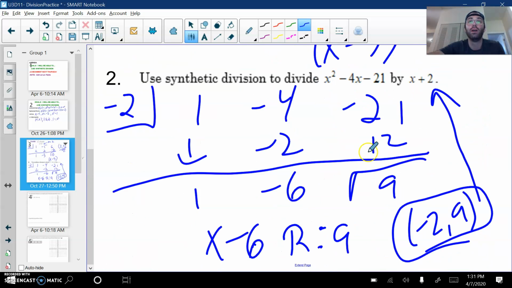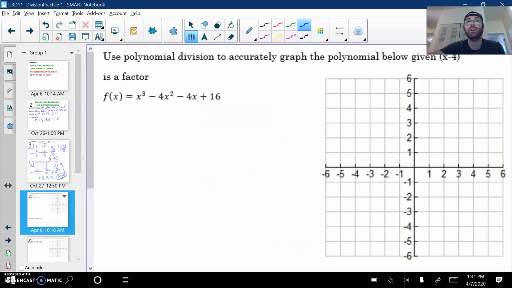The result of synthetic division gives you the y. This is your input. This is my output. Input, output. We've talked about that a lot. All right, so use polynomial division to accurately graph the polynomial below given x minus 4 is a factor. Well, if x minus 4 is a factor, then x equals 4. What am I going to do? I'm going to plug 4 into the box here.